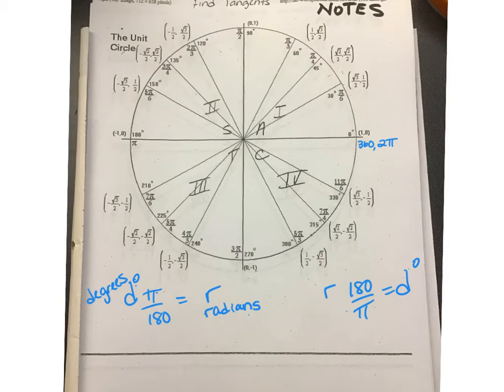So we're going to add 360 and 2 pi. When I go all the way around the circle, I've gone 360 degrees. That's your degrees. And I've gone 2 pi radians. Okay?